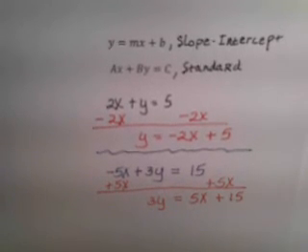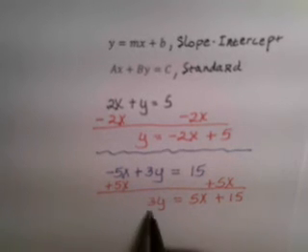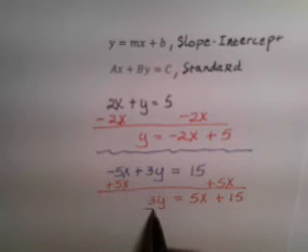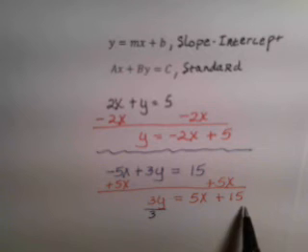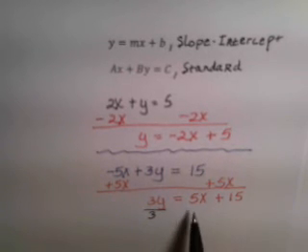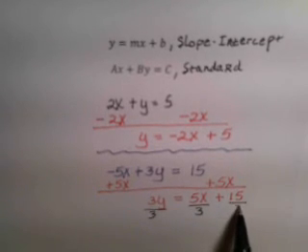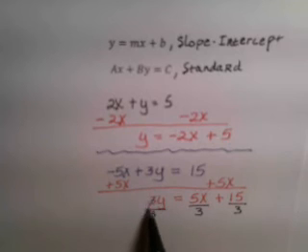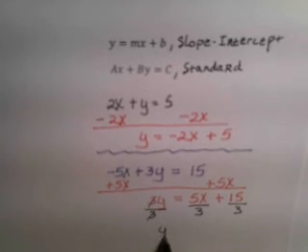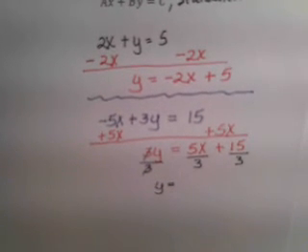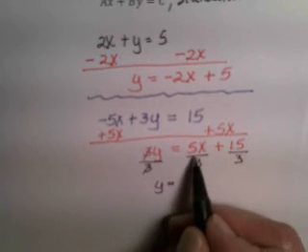Now all we need to do is get y completely by itself, and we know that to get y by itself, we need to divide by 3. And if we're going to divide by 3 on this side, we have to divide by 3 on this side. So we have to divide each term by 3. Those 3's cancel, and we'll have y is equal to 5x over 3.